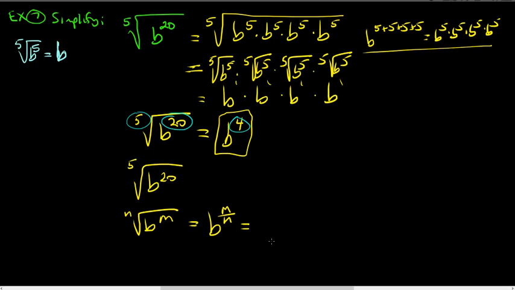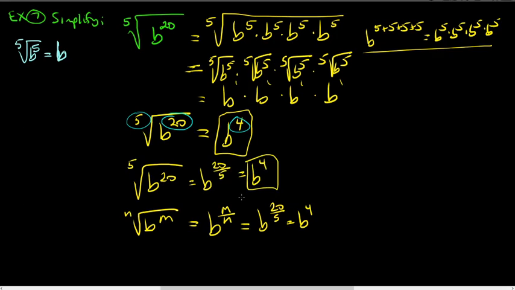Sorry, 10.2. Right, so here my m is 20 and my n is 5, and 20 divided by 5 is 4. So sure, that's the quick way to do this. Just convert to an exponent.